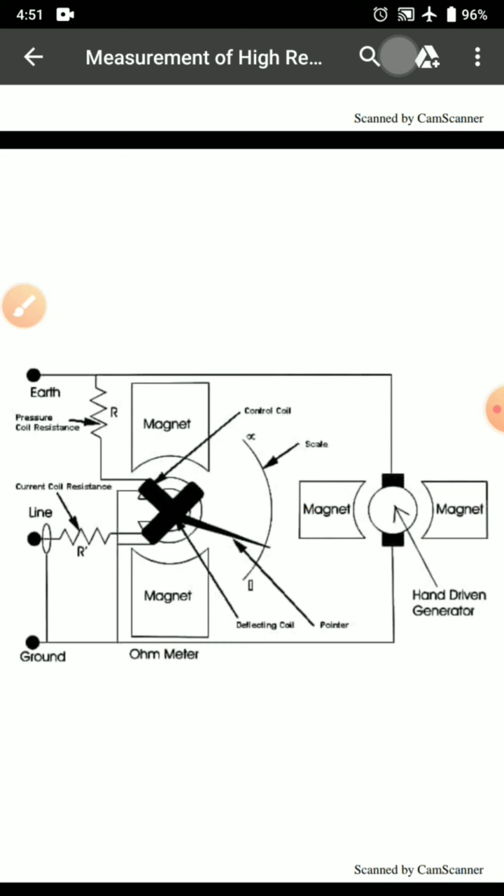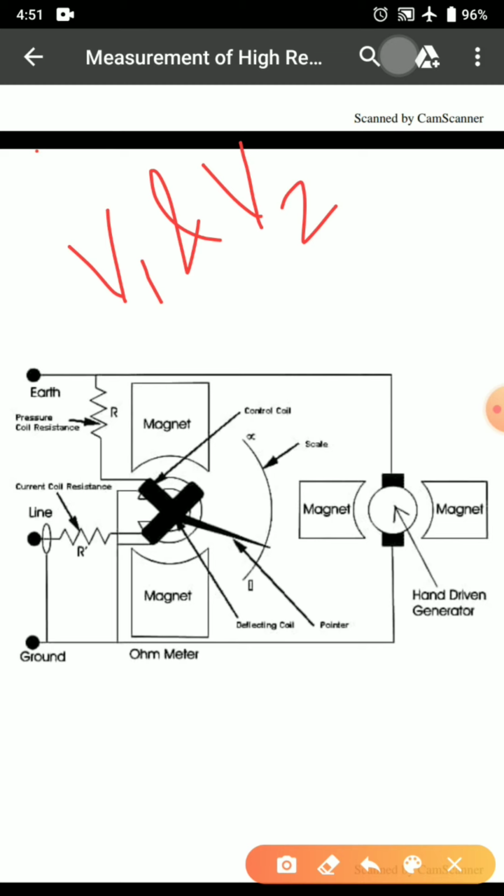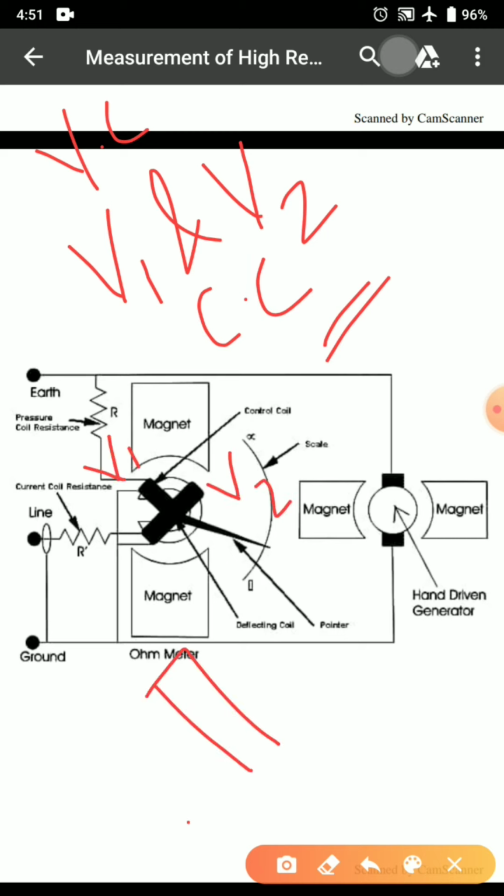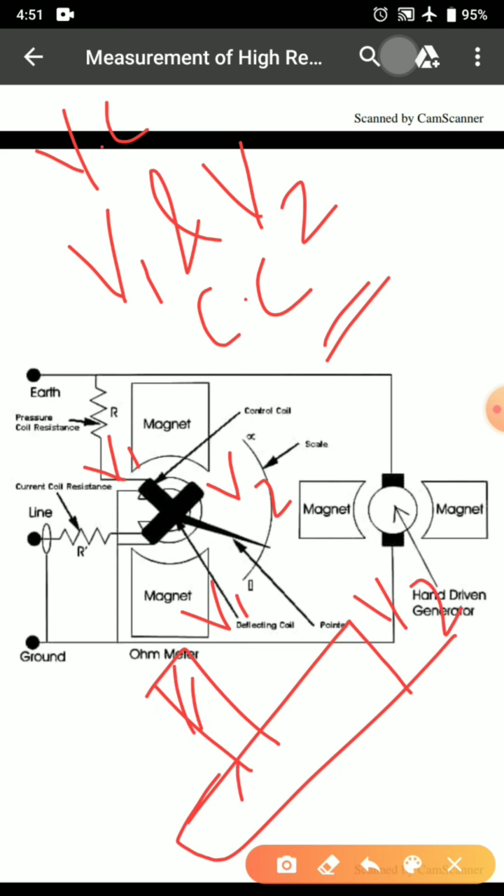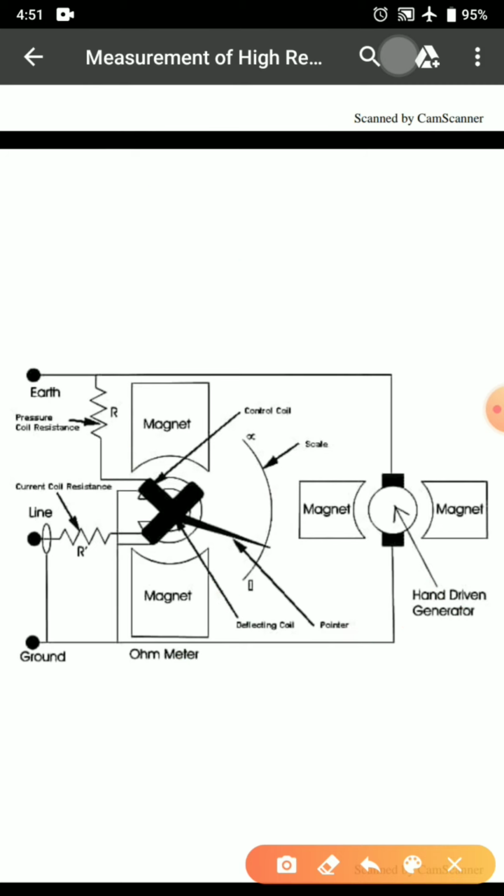Now let us look into the construction of a Megger. When we are discussing a Megger, we can see that there are 2 voltage coils, which I'll take to be V1 and V2, and a single current coil. This is the first voltage coil, and this is the second coil. These 2 voltage coils are wound on an annular magnetic core.